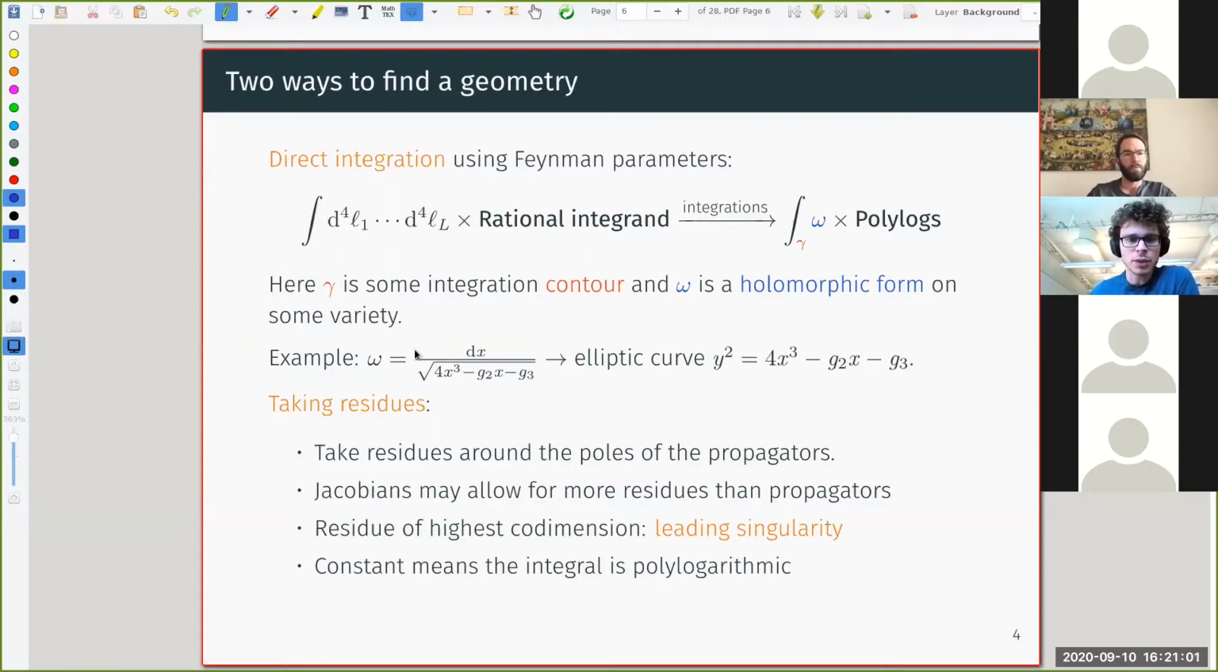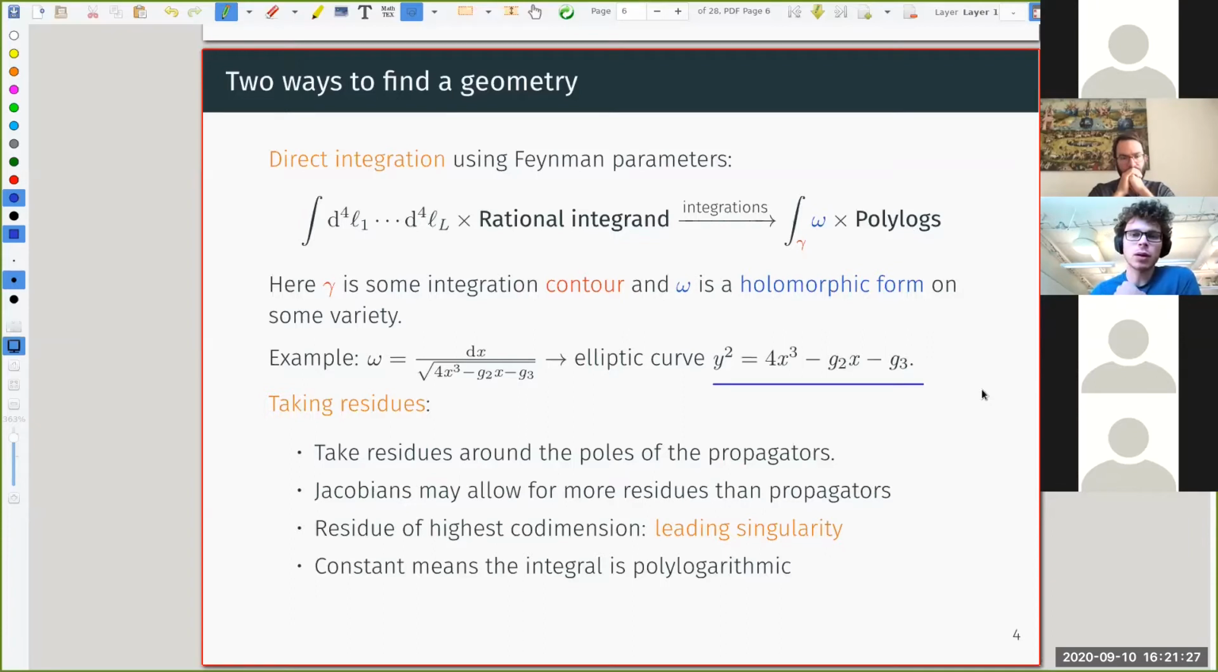The easiest example is, okay, I introduce Feynman parameters, I do a number of integrations, and then what I'm left with is still some integration to do, but in my denominator, there's going to be the square root of some cubic polynomial. So now clearly it doesn't fall into this class of polylogarithms anymore. So what I would conclude is that there's an elliptic curve that will be defined by this equation here.